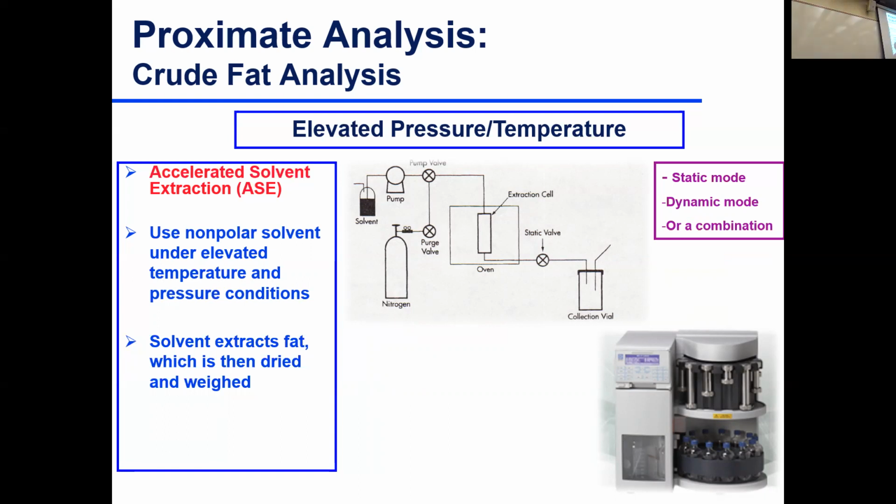So you can use it as a soaking mechanism where it is static. So this valve is closed, so you soak and then you open it to allow collection of the solvent with the fat. Or it can be dynamic mode. So this is open and we're always adding solvent, kind of like continuous solvent extraction. So you always add solvent and it's going to go into your sample.